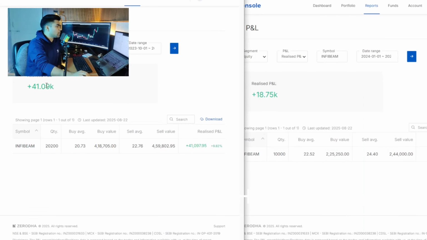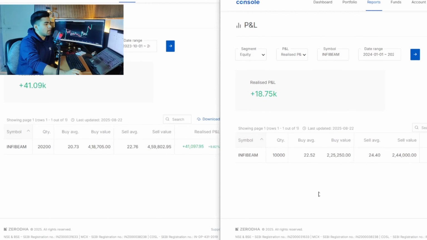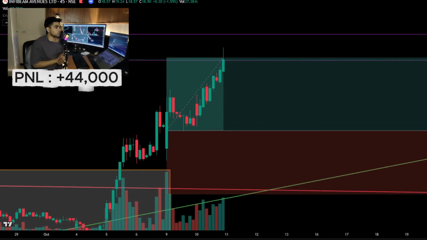So in the end, you guys can see that was the first trade that I took with 4 lakh rupees deployed. I will refresh this PNL, 40,000 rupees of profit above that. As you guys have seen on the screen, that's the first window of profit that we have booked here.